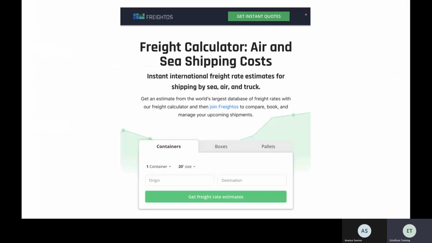Now this is just one example I took from a blogger: a freight calculator, air and sea shipping cost. For example, if I want to check what the freight charges are, what the freight rates estimate is if I'm shipping by sea, by air, or by truck, I mention these details. So don't you think it is interesting for me to get a freight rates estimate? This is just one example.